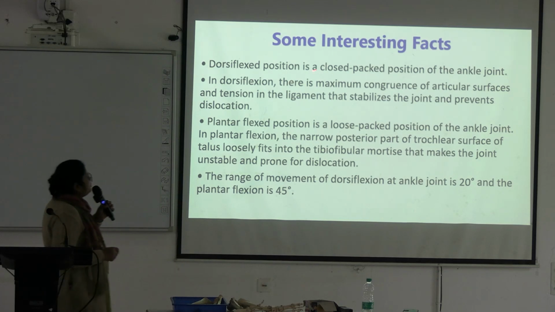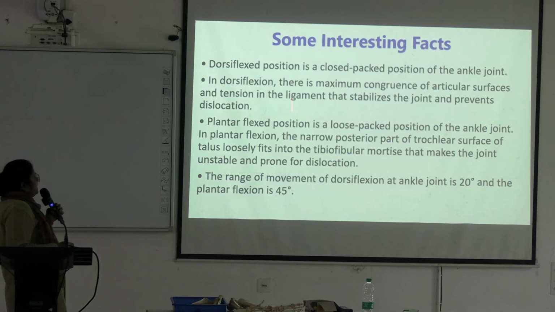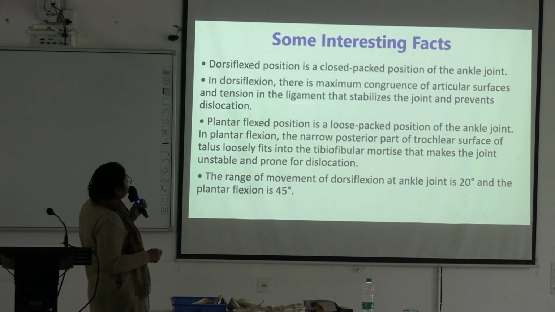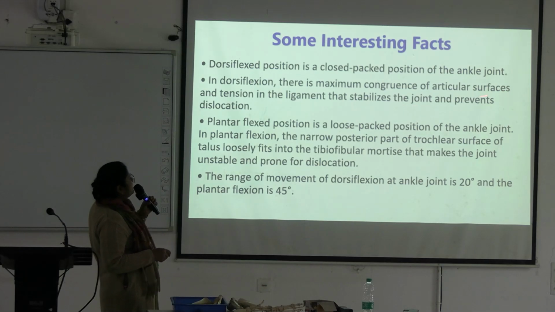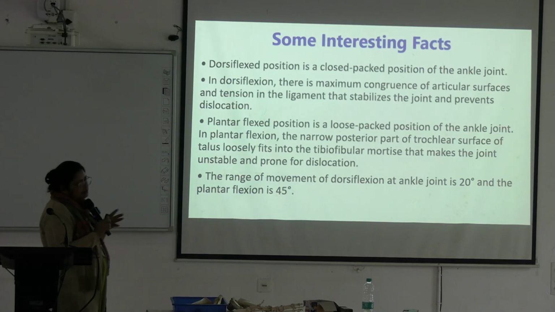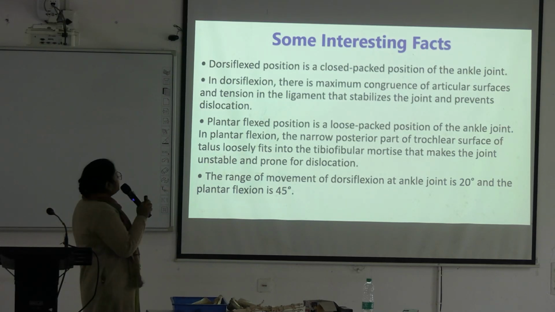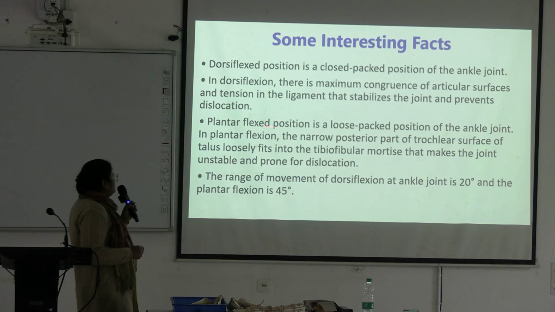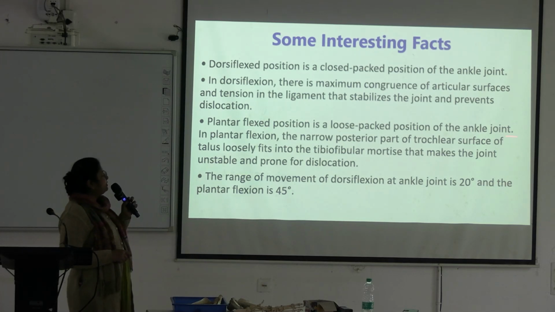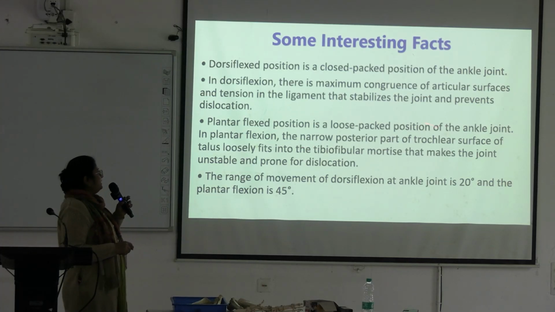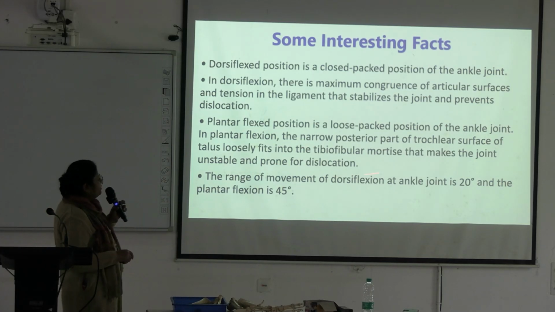Dorsiflexion is a close-packed position of the ankle joint. In dorsiflexion there is maximum congruence of the articular surfaces and tension in the ligaments, which stabilizes the joint and prevents dislocation. So in dorsiflexion there is less chance of dislocation, but plantarflexion is a loose-packed position of the ankle joint. In plantarflexion, the narrow posterior part of the trochlear surface of the talus loosely fits into the tibiofibular mortise, and that makes the joint unstable and prone to dislocation.